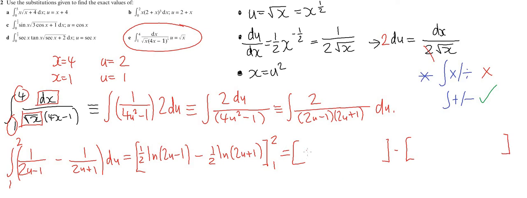So let's evaluate the first bracket for 2. So I've got a half ln of 2 times 2, which is 4, take away 1, 3. And then I'm taking away from that a half ln of 2 times 2 plus 1, which is 5. Second one, we evaluate for u equal 1. So I've got half ln of 2 times 1 minus 1, which is 1. I'm subtracting from that a half ln of 2 times 1 plus 1, which is 3.